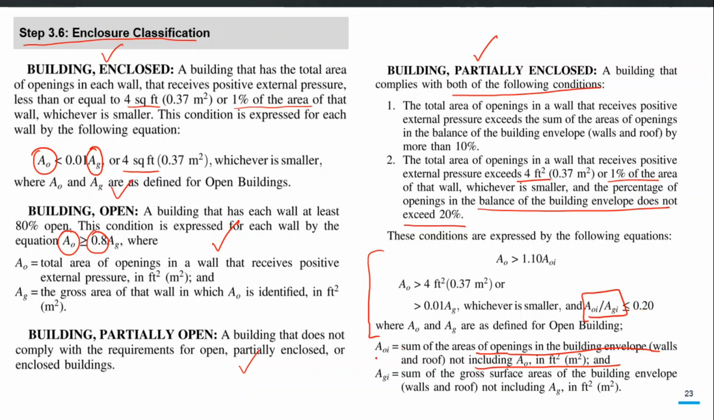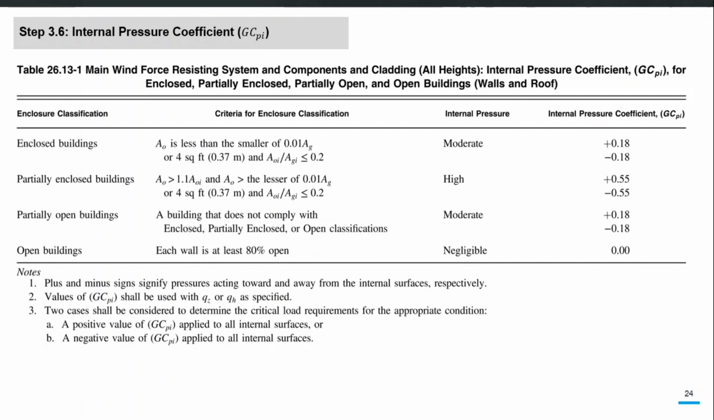A naught I is already explained. AGI is the sum of the gross surface area of the building envelope, not including AG. So it is the percentage of opening in the balance of the building envelope. If this ratio is less than 0.2, then this condition is also fulfilled, and if both of them are fulfilled, then you should classify it as partially enclosed. Then finally, in step 3 we have step 3.6, and that is the determination of the internal pressure coefficient.